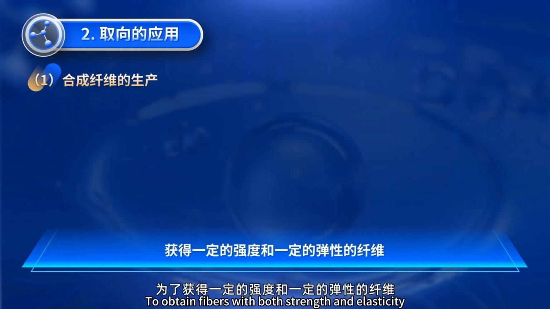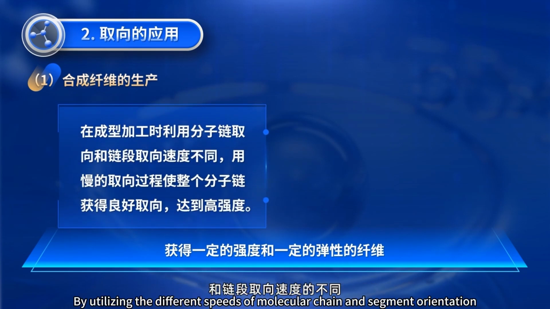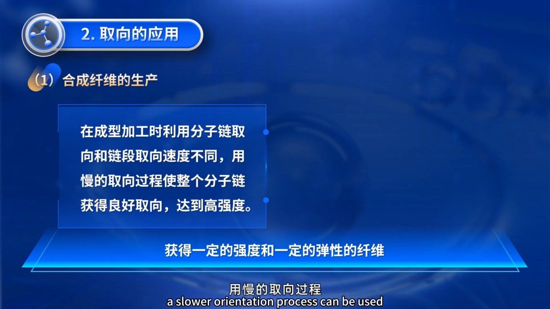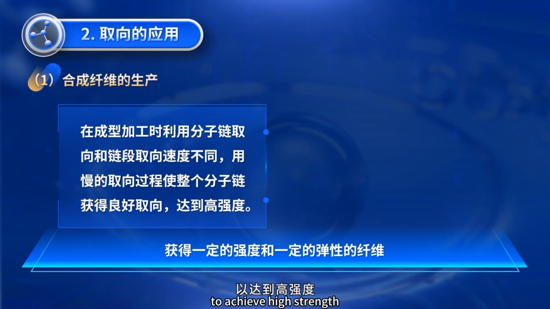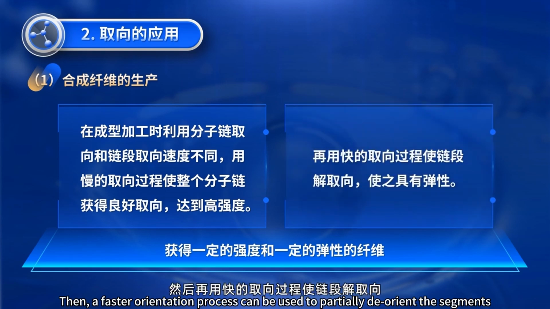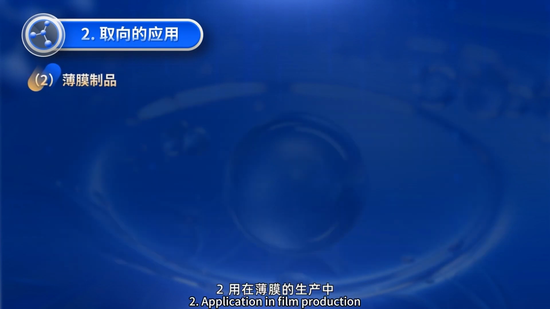To obtain fibers with both strength and elasticity, the molding process can be adjusted by utilizing the different speeds of molecular chain and segment orientation. A slower orientation process can be used to give the entire molecular chain good orientation to achieve high strength. Then, a faster orientation process can be used to partially deorient the segments, giving them elasticity. Second, application in film production.